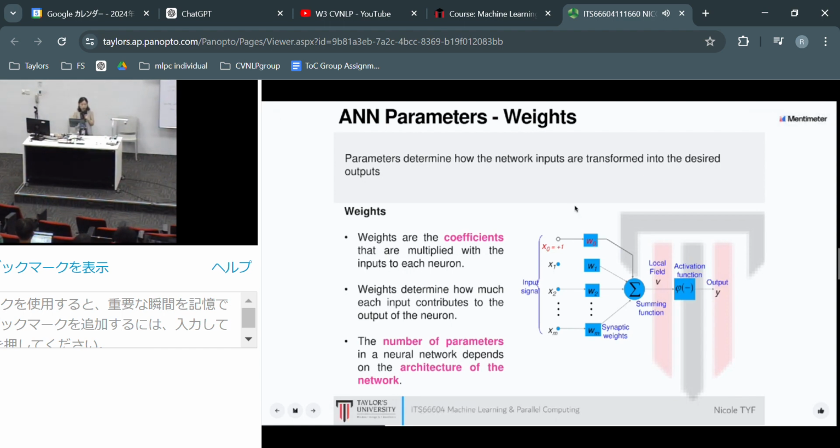So these weights will determine how each input contributes to the output of our neuron.